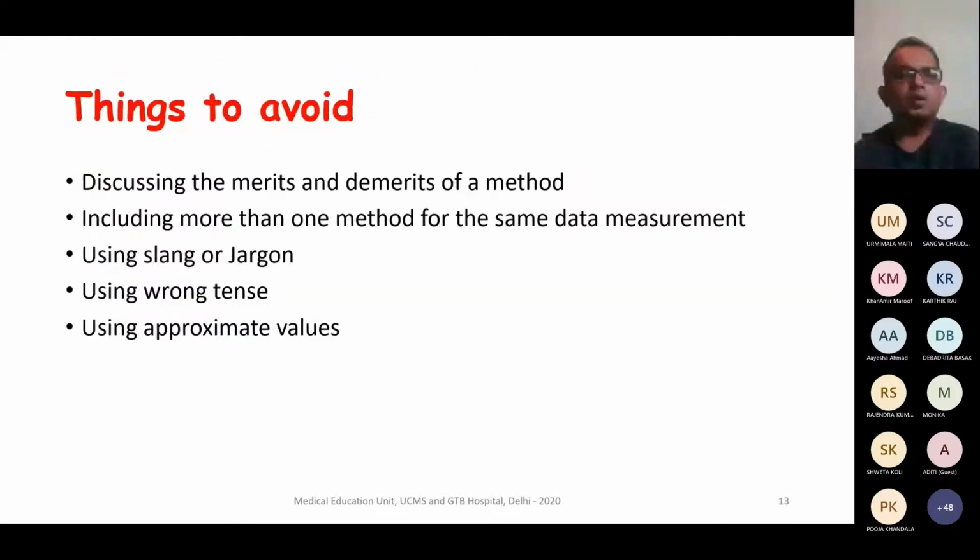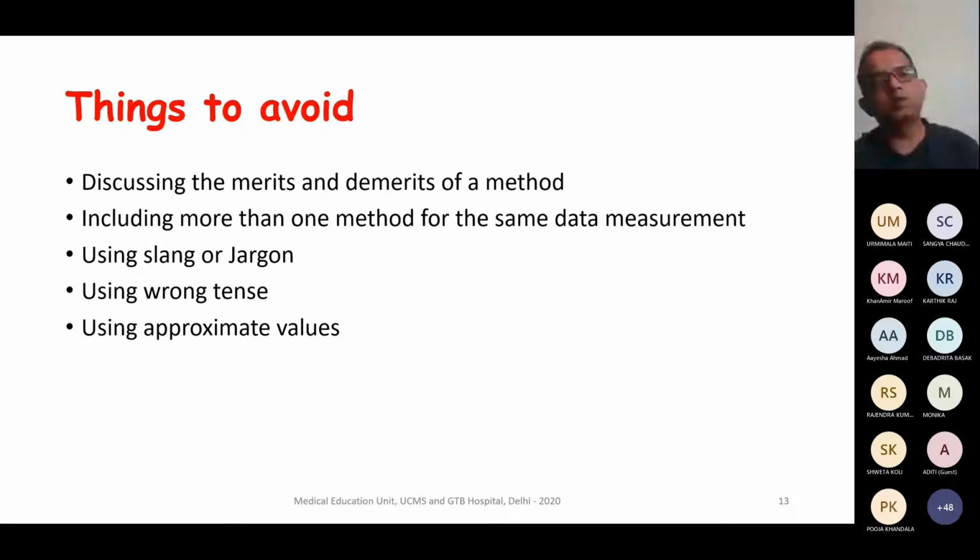Now coming to the things to avoid, you should avoid discussing the merits and demerits of a method, and also you should not unnecessarily use too many methods to measure the same thing. For example, if you want to see the expression of a particular protein, you can either do ELISA or a Western blot. There's no point in doing both ELISA and Western blot to see the expression of a protein. Or if you want to measure the size of a tumor, which you can do by ultrasound, you are doing ultrasound and also a CT scan to measure the size. That is again not advisable.